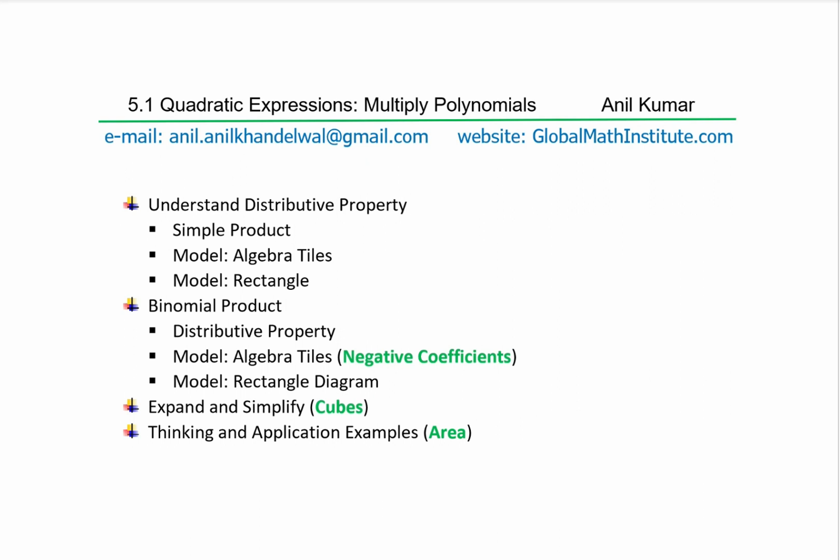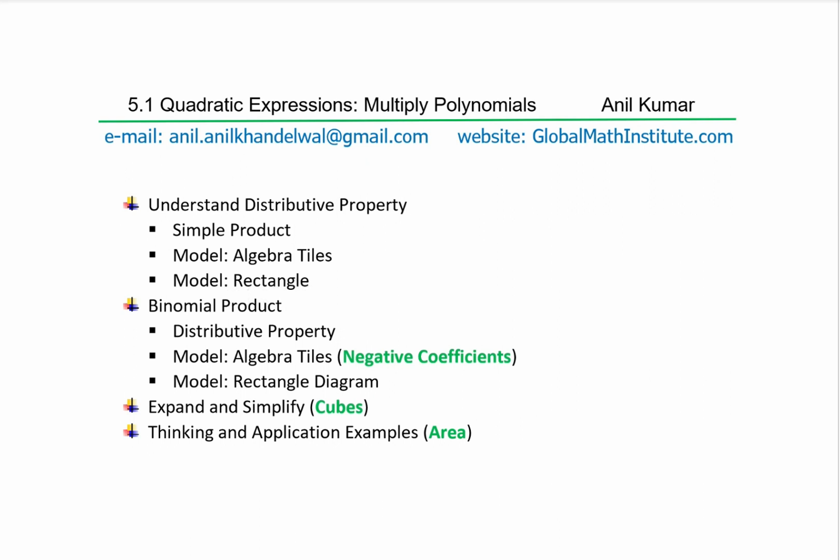We'll take up quadratic expressions, Unit 5.1, multiply polynomials. I'm going to discuss the four topics here: understand distributive properties, binomial products, expand and simplify, and we'll take up thinking and application examples. Most of the examples taken here are from previous test papers. We'll also look into modeling, especially the two types of modeling, which is algebra tiles and rectangles.